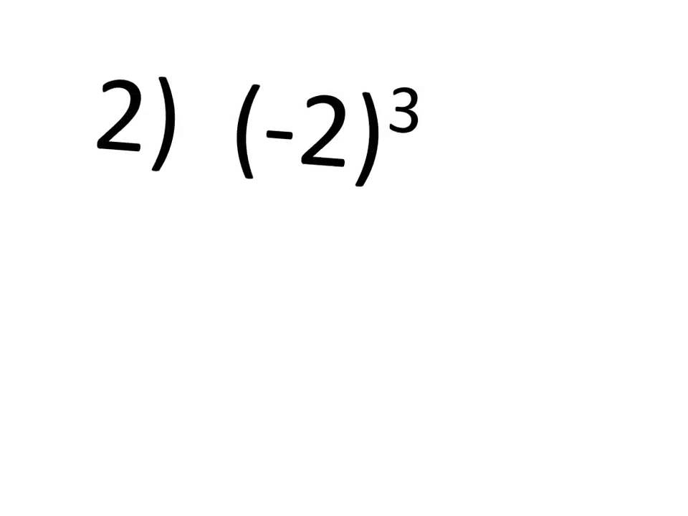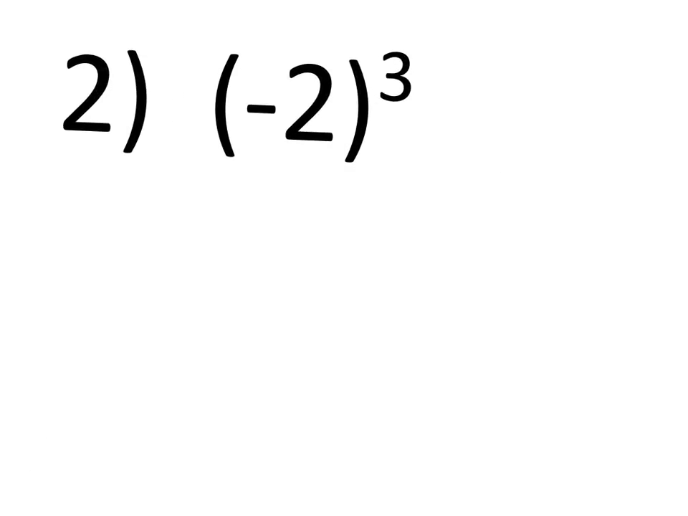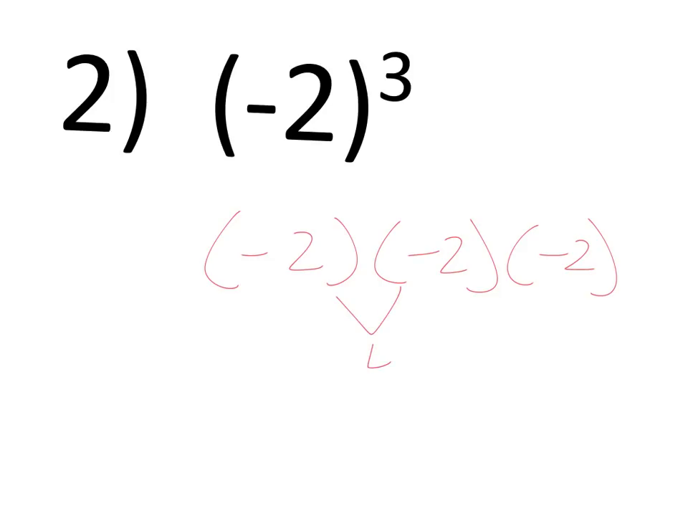All right, number 2. This is in parentheses and it says negative 2 to the 3rd. So it's saying take negative 2 times negative 2 times negative 2. Negative 2 times negative 2 is 4, and then multiply by the next negative 2, that third one there, and you're going to get negative 8.